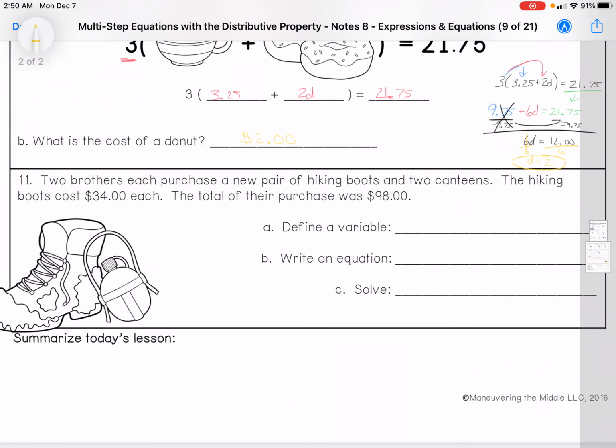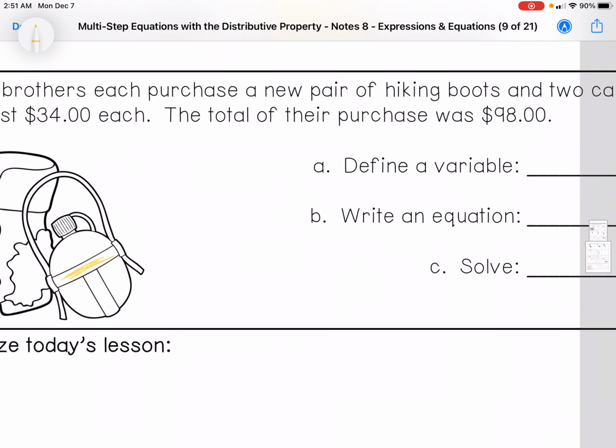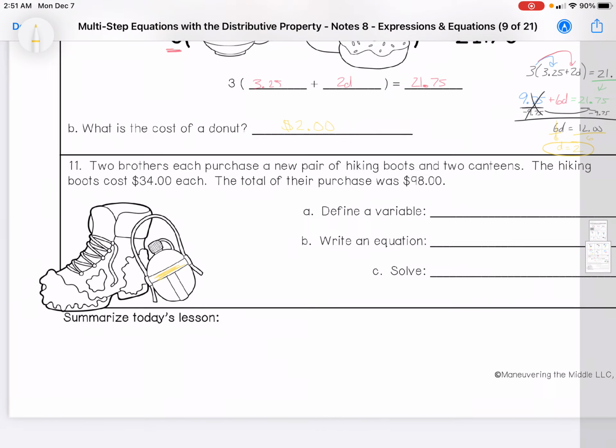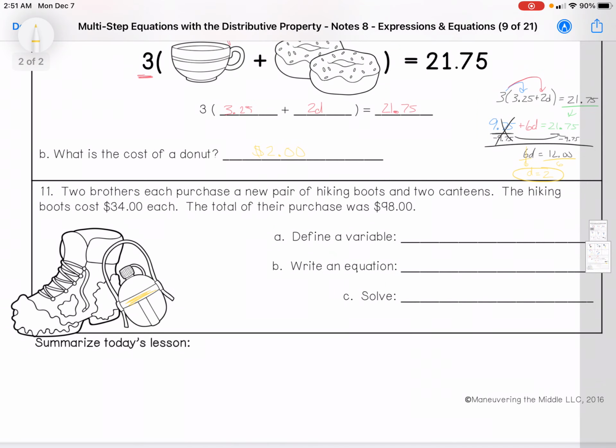All right. Number 11 and the last one for the day, and then I'll see you tomorrow. 2 brothers each purchase a new pair of hiking boots and 2 canteens. Those are the things that carry the water. Yeah, you know those things right there. That's a canteen. All right. The hiking boot cost $34. The total of their purchase was $98.